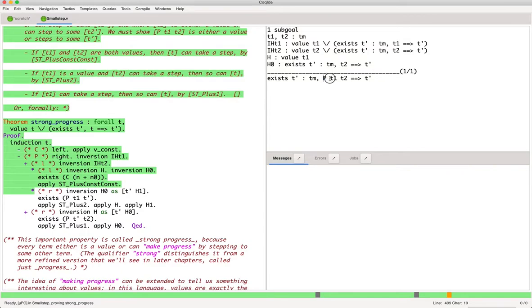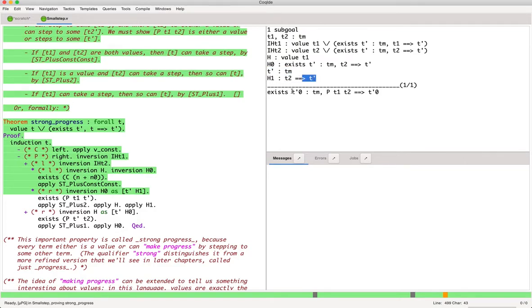So if we think about what that means, this is going to be p, c something, and something that can step. So that's going to be an instance of the +2 rule where we're evaluating the right-hand side because the left-hand side is already evaluated. So we can get the value here. So this is saying get me out to the t prime such that T2 steps to it.